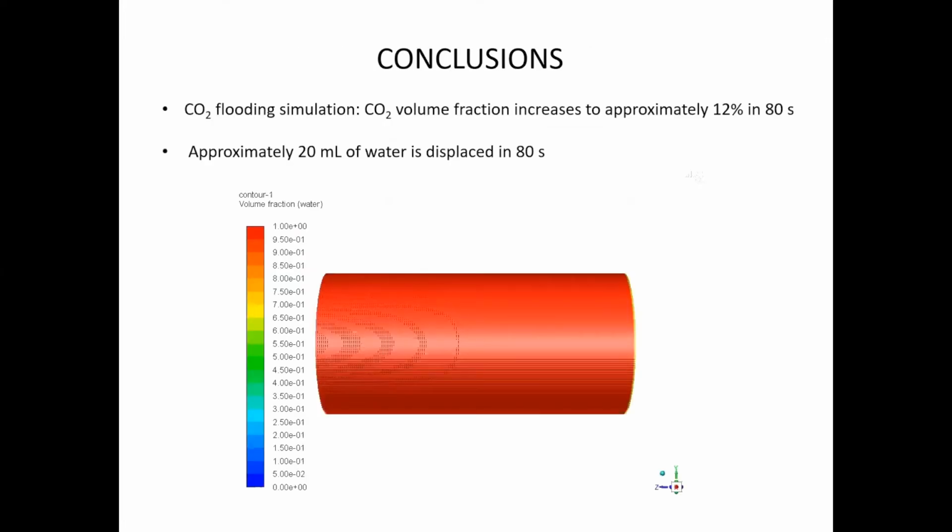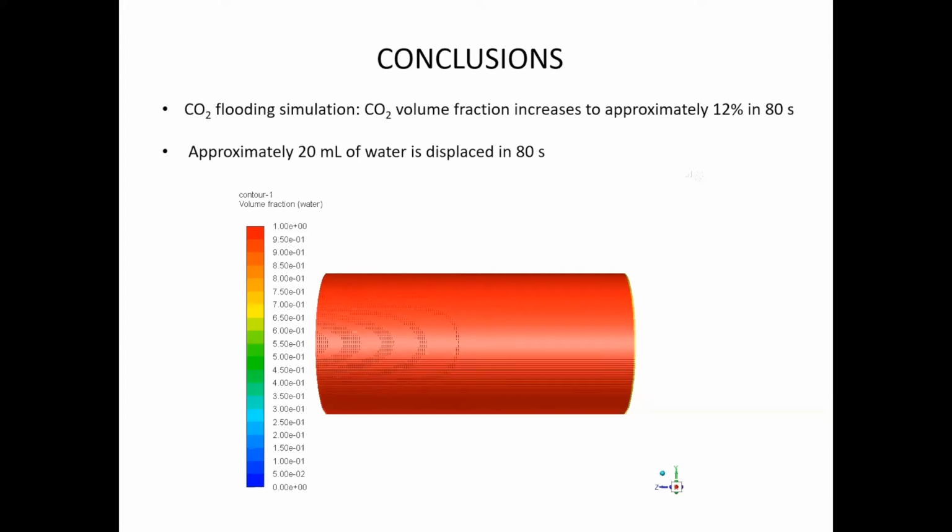If you take a look at the next slide, these are the conclusions basically. So, I'm basically doing a flooding simulation. So you do either flooding or imbibing. This is a flooding simulation where you flood the sample with carbon dioxide and you see how the flow looks through the sample. So we're looking at the flow characteristics of carbon dioxide and also how much water can be recovered.